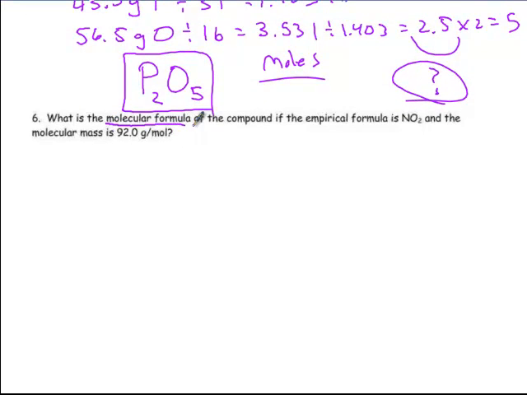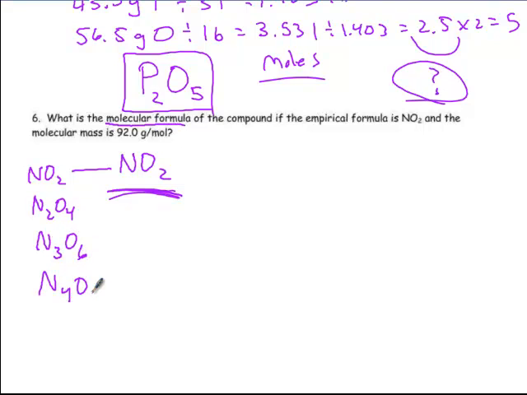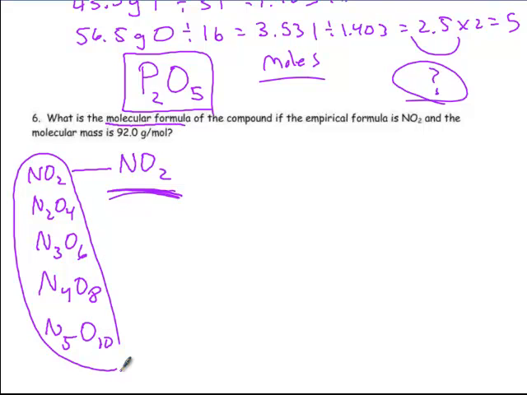So empirical is the reduced whole number ratio, whereas the molecular is the actual ratio between the atoms, not necessarily the reduced ratio. So NO2 is the empirical. So my choices here would be, if it was only one of these, NO2, it could be N2O4 if I multiplied it times 2, or times 3, or times 4, or times 5. But we don't want to just do random numbers. We're going to use that mass right there. So we know out of these, the correct one has a mass of 92 grams per mole.